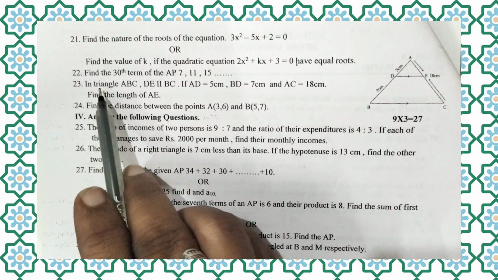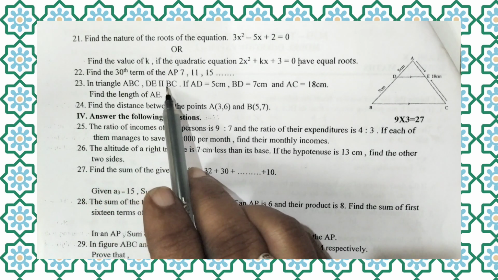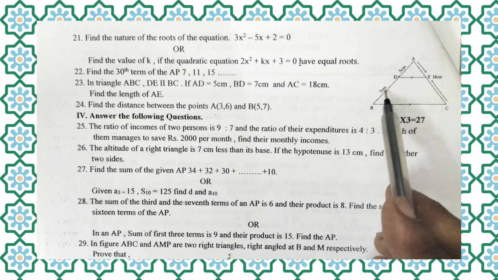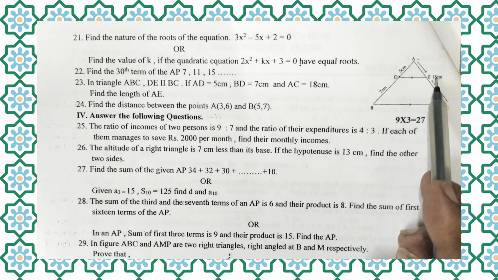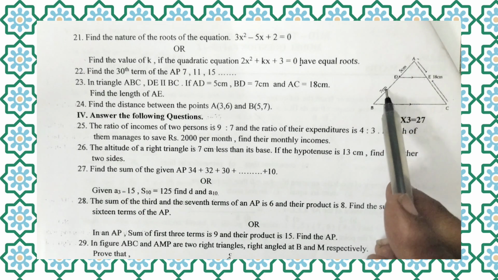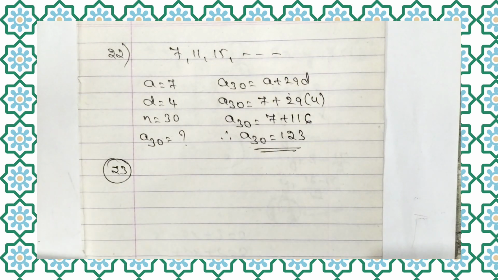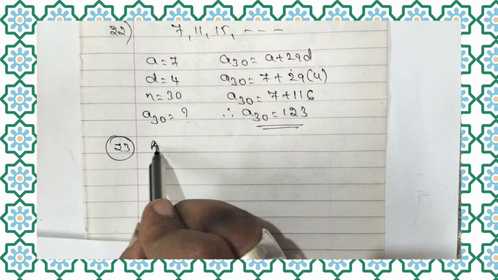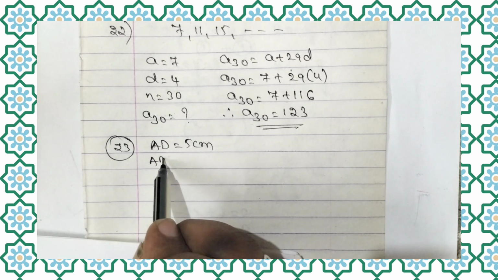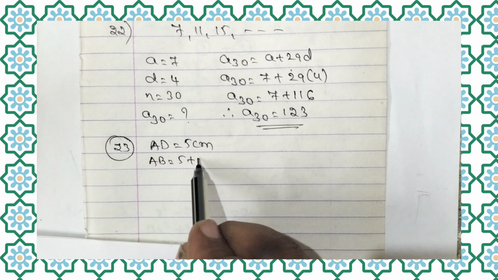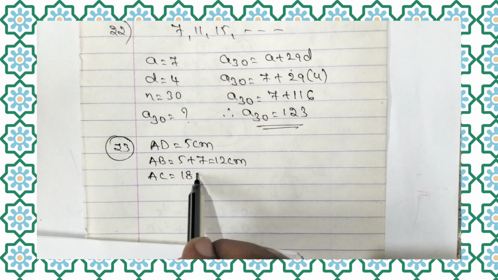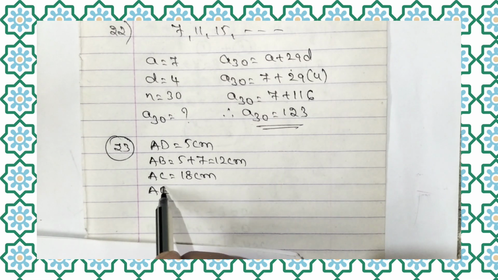In the 23rd question they have given, in triangle ABC, DE parallel to BC, if AD is given as 5 cm, BD is given as 7 cm, AC is given as 18 cm, we have to find the length of AE. So AB will be 5 + 7, that is 12. Let us make a list here. AD is given as 5 cm, BD is given, using that AB is AD 5 plus BD 7, so AB is 12 cm. AC is given, which is equal to 18 cm. We have to find out AE.